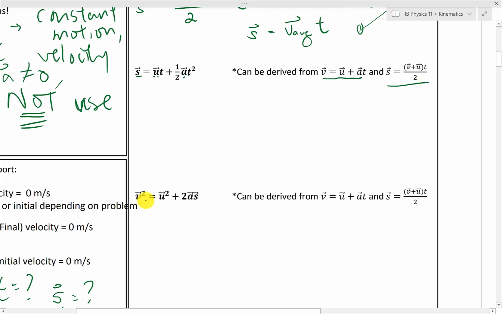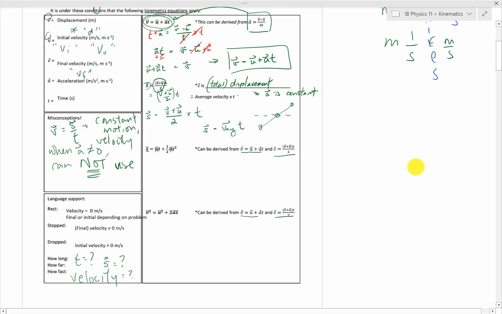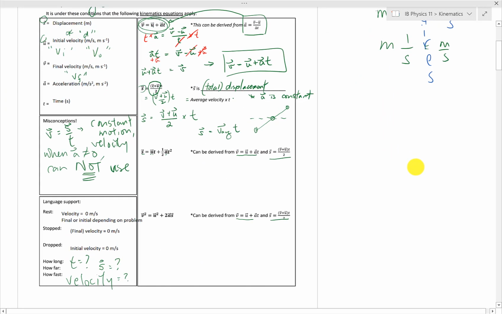We have final velocity squared equals initial velocity squared plus 2as. Just kidding. And, no, I'm not kidding. They're derived from, again, the first two equations that we saw, okay? Now, you might be wondering, oh my god, there are 4 equations. Which one do I use and when?